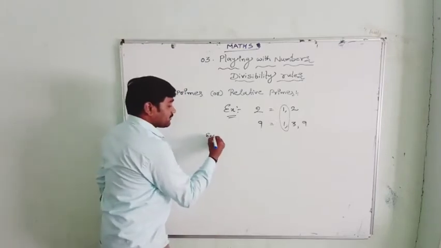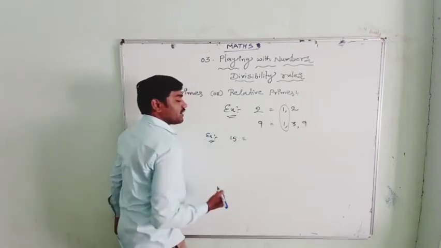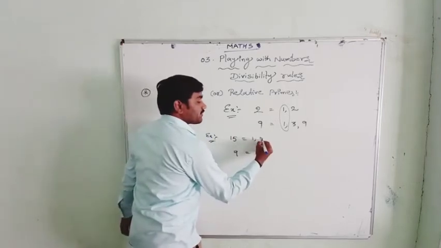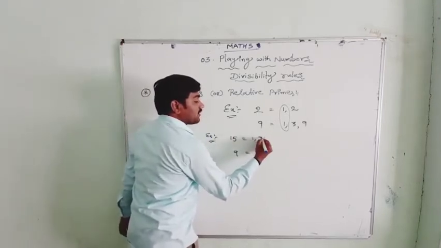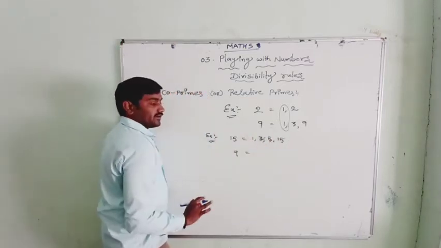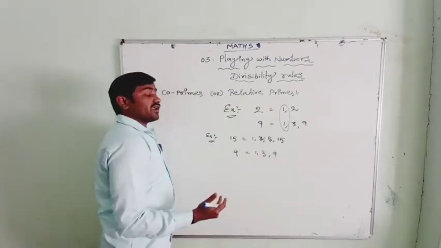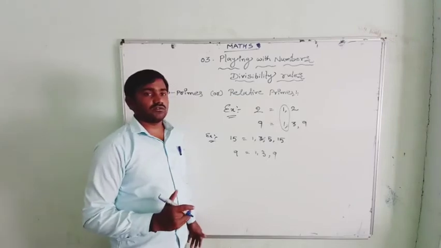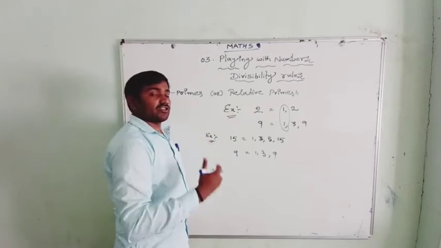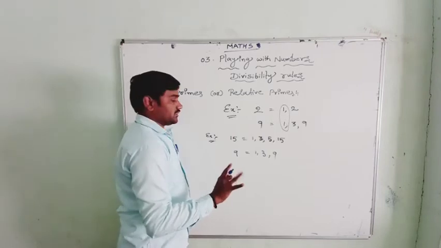Let me write one more example here. Let me write 15 and 9, suppose. What are the factors of 15? 1, then 3 and 5, because 15 comes in the 3 table and the 5 table, and also itself is the greatest factor. And the factors of 9 are 1, 3, 9. So we must know how to find the factors also, and we should know about prime numbers, factors and multiples. I have done a video on that which you need to watch first.